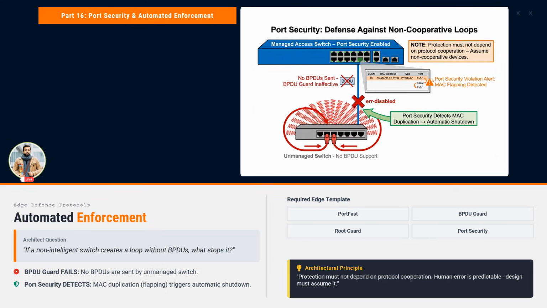What about port security for automated enforcement? Here's a scenario. What if a non-intelligent switch creates a loop without sending BPDUs? BPDU guard fails to catch it. But port security detects MAC duplication and triggers automatic shutdown. The principle is protection must not depend on protocol cooperation. Human error is predictable, so design must assume it.